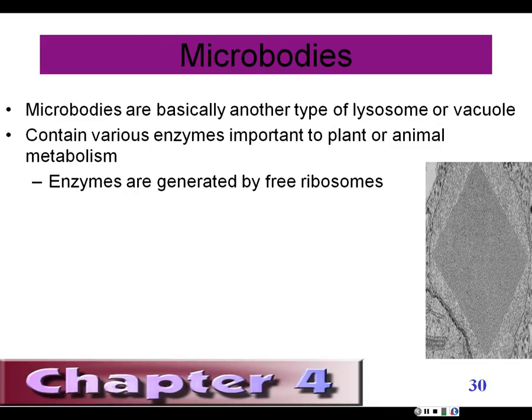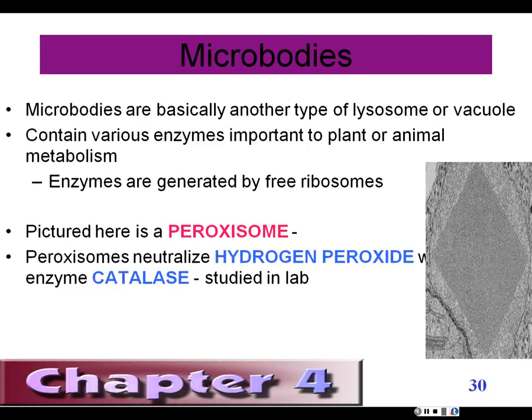Hydrogen peroxide is not anything that we want to accumulate in the tissues. It's going to be in the tissues, but we don't want it to accumulate, and the reason is because it causes necrosis, okay?